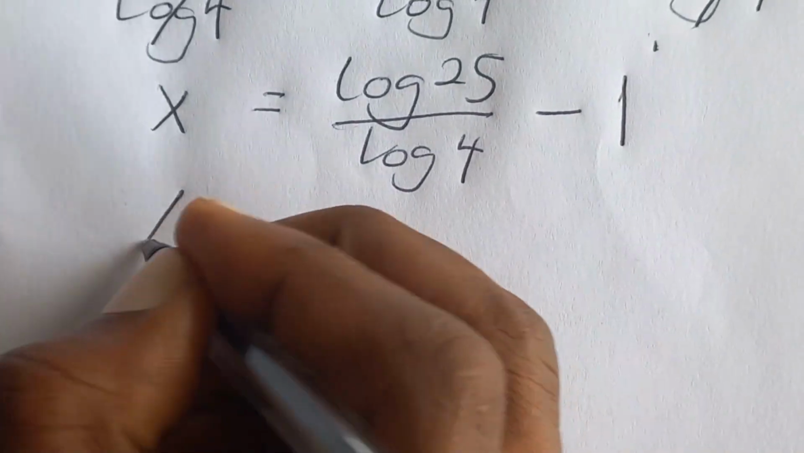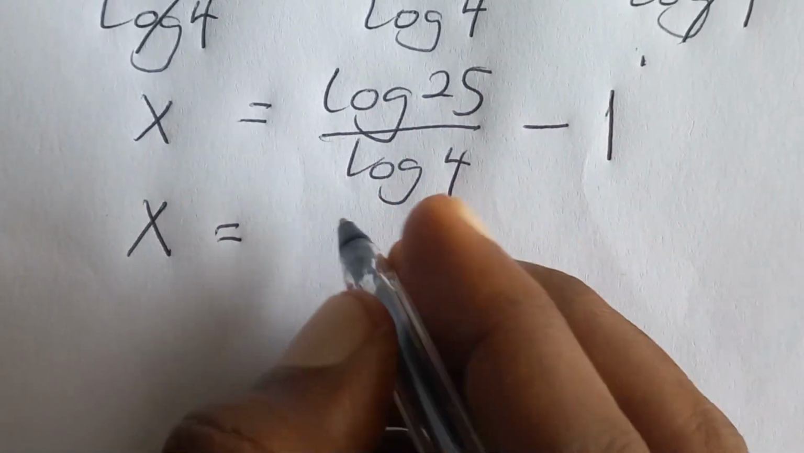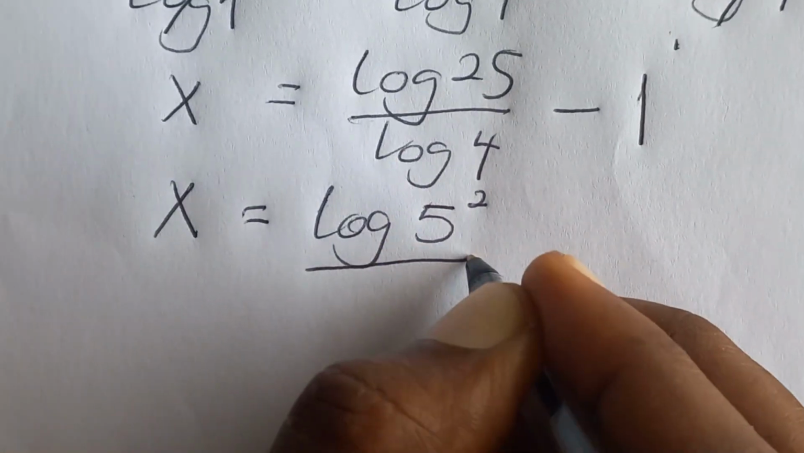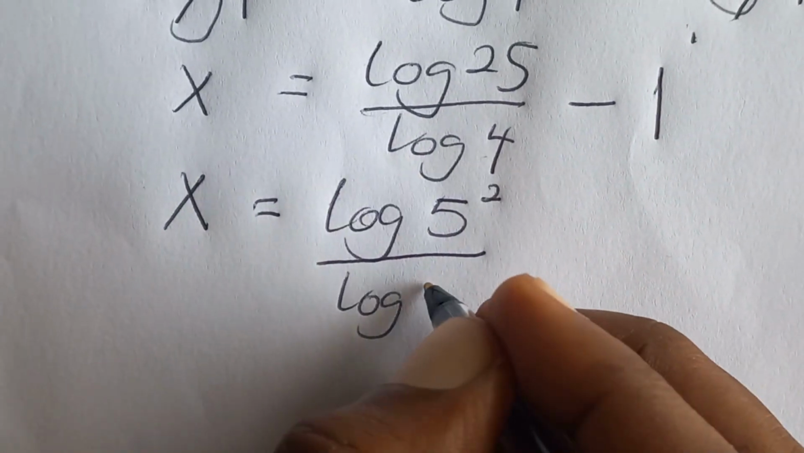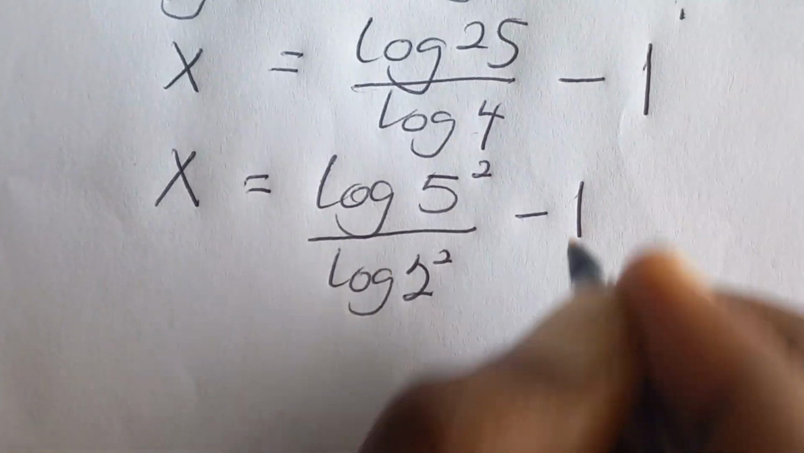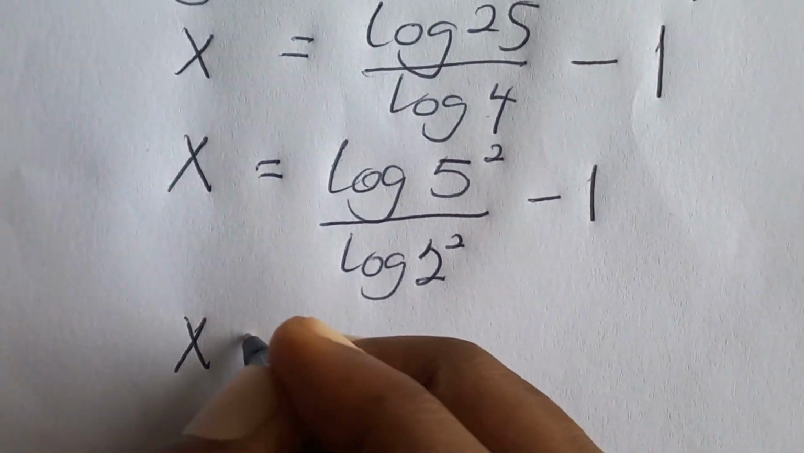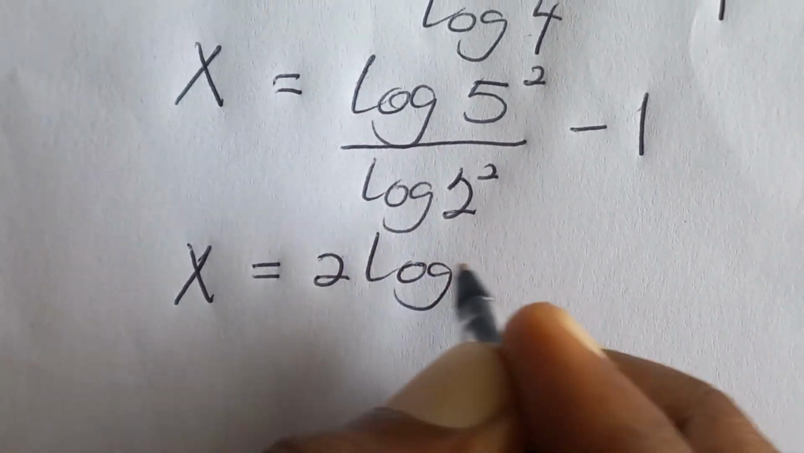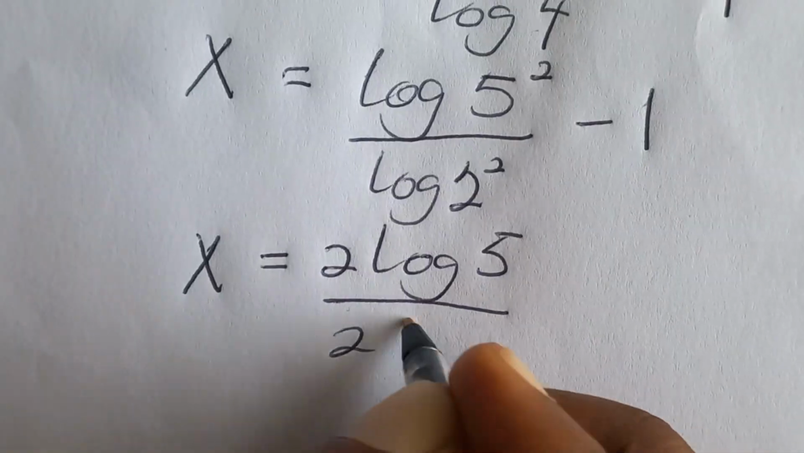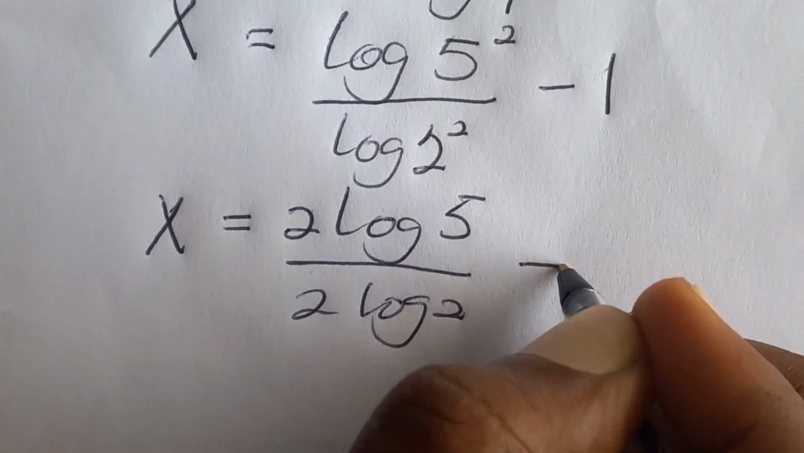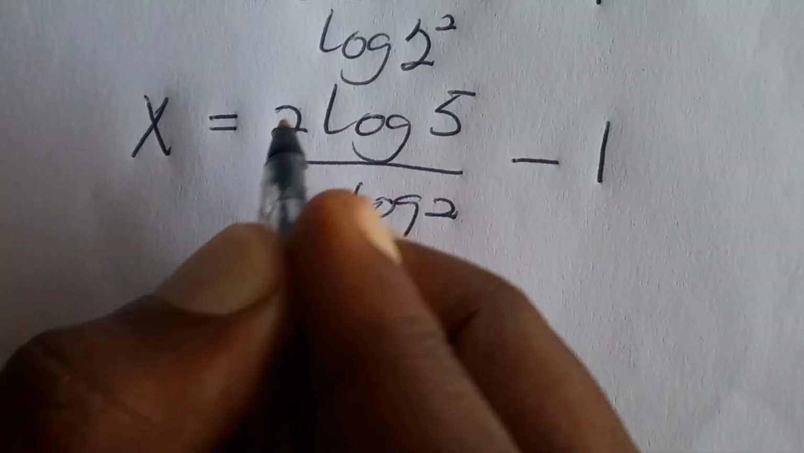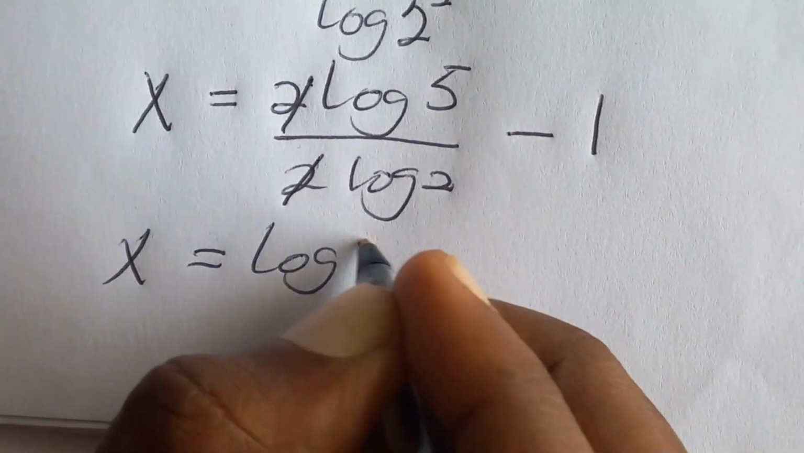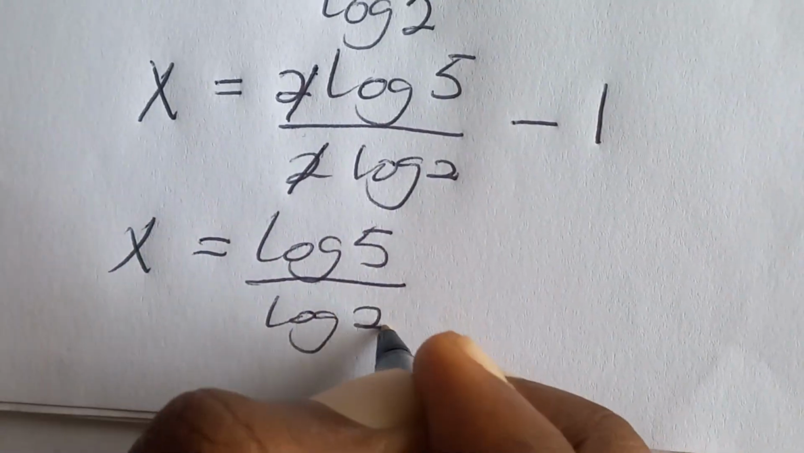So from here, we see that our x is equal to log 25. We can rewrite it as log 5 exponent 2 all over log. This 4 we can express as 2 exponent 2, minus 1. So our x is equal to 2 log 5 on 2 log 2 minus 1. Okay, so this one will cancel this, leaving x is equal to log 5 on log 2 minus 1.